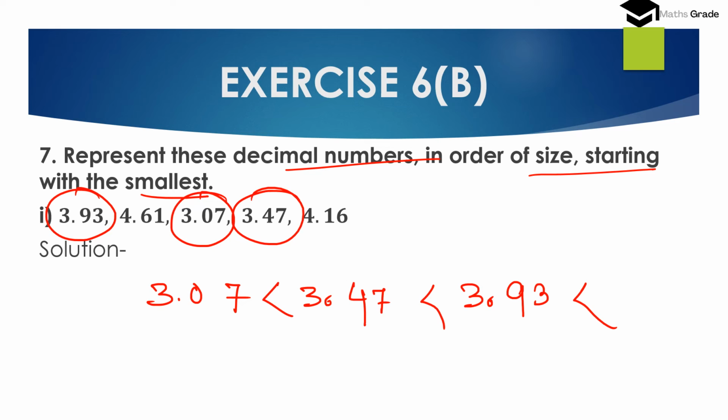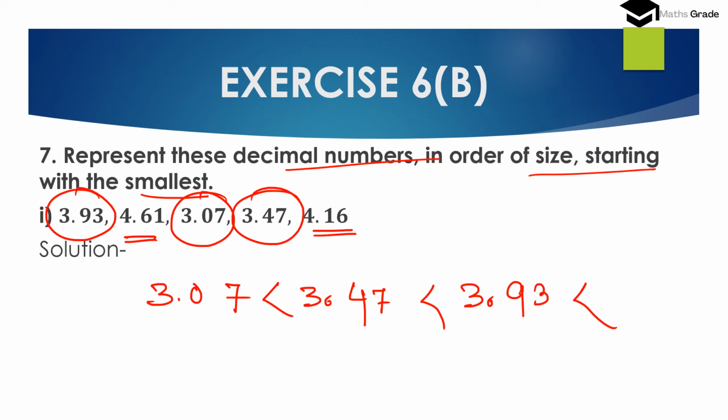Now move to 4.61 and 4.16. Now compare these two decimals. In 4.61, 4 is in the whole part. So then next move to the 10th place. Here in 4.61, the 10th place is 6, and in the 10th place of the decimal 4.16, 1 is in the 10th place. So 6 is the larger digit, then 1 is the smaller digit.